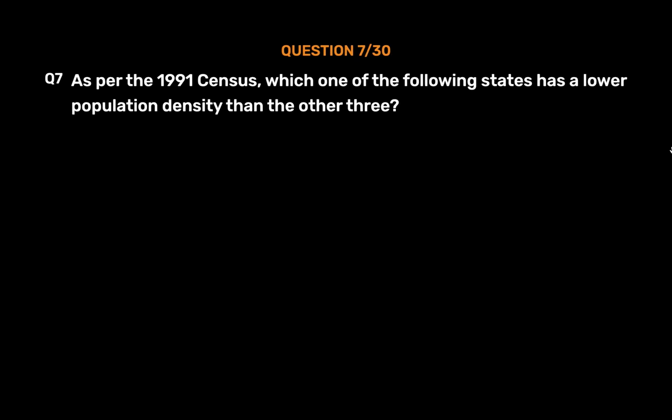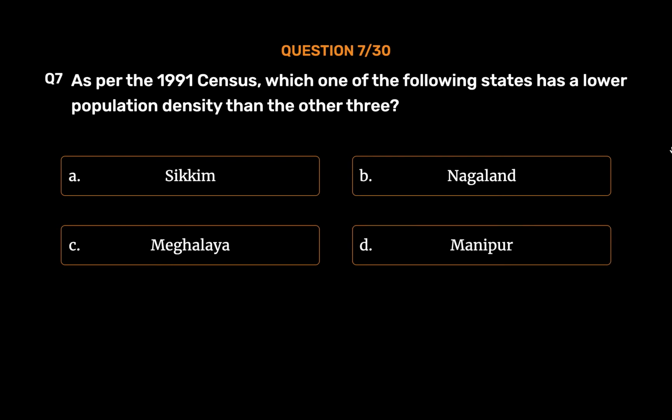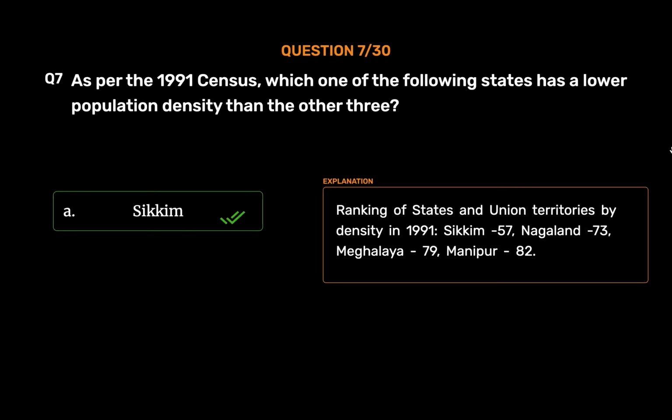Question number 7. As per the 1991 census, which one of the following states has a lower population density than the other three? Option A. Sikkim. Option B. Nagaland. Option C. Meghalaya. Option D. Manipur. The correct answer is Option A. Sikkim. Ranking of states and union territories by density in 1991. Sikkim 57, Nagaland 73, Meghalaya 79, Manipur 82.